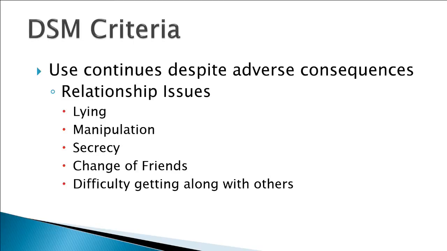They may also have difficulty getting along with others because of, guess what? That paranoia, anxiety, depression, lying, manipulation, and secrecy. So we see where relationships start to fall apart and the healthy relationships go to the wayside. Your dysfunctional relationships, your relationships that are bonded around an addiction, become stronger.